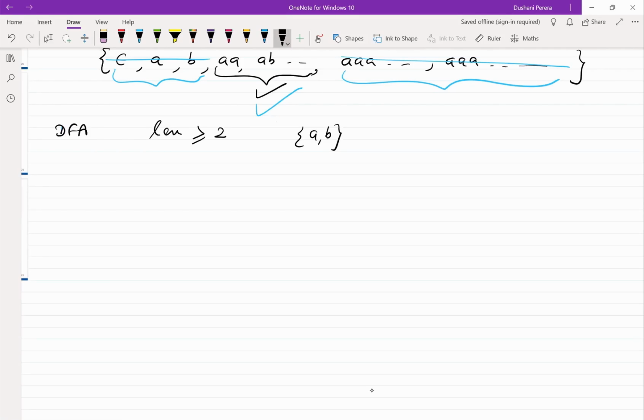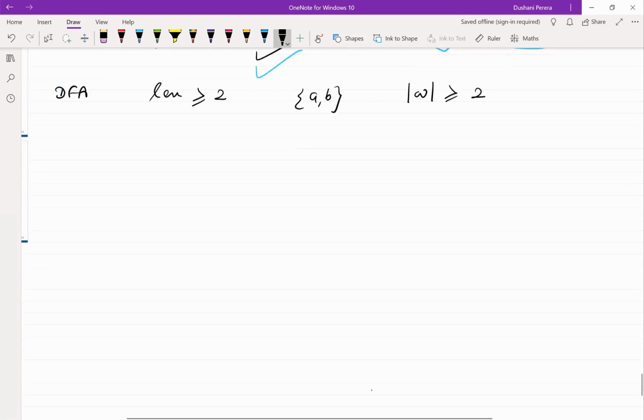If W is a string in this language, the length of W, modulus W, will be greater than or equal to 2. Okay, so we start initially with state A. Before that, let's define the language here.